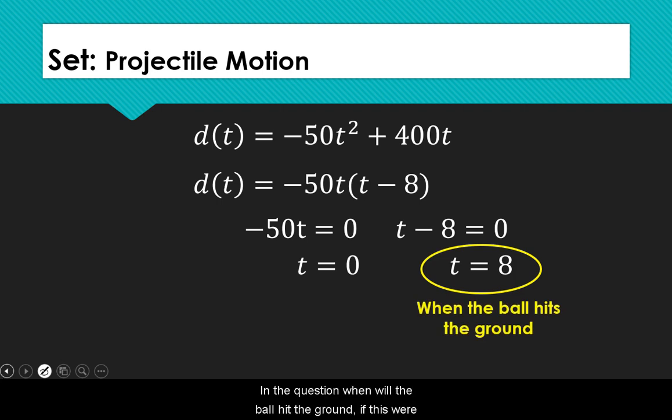So in the question, when will the ball hit the ground? If we're throwing the ball up in the air and then it's coming back towards the ground, we're throwing it up in the air at a velocity of 400, and the acceleration due to gravity is -50. The ball will hit the ground after 8 seconds, or whatever our unit of measurement is.